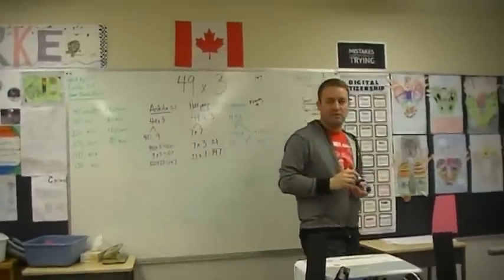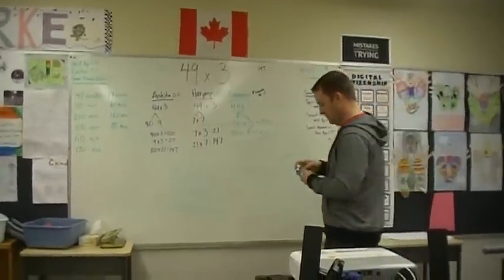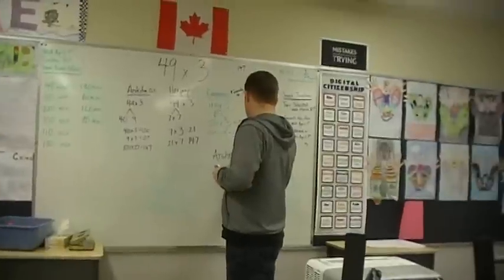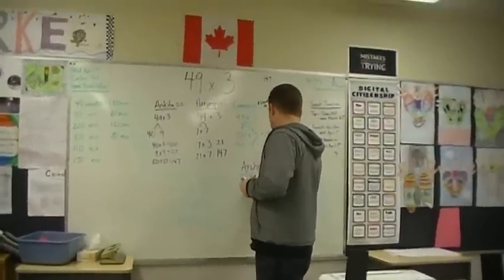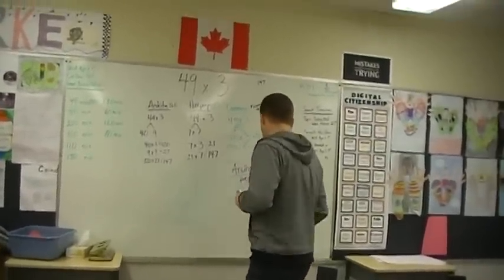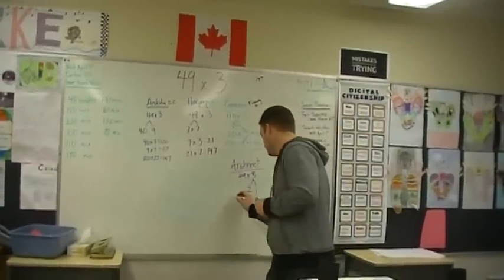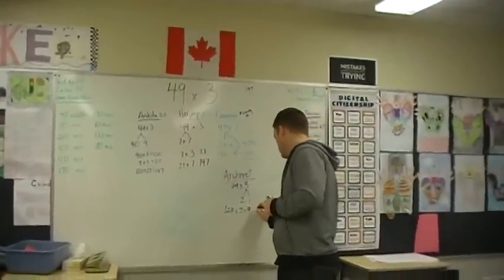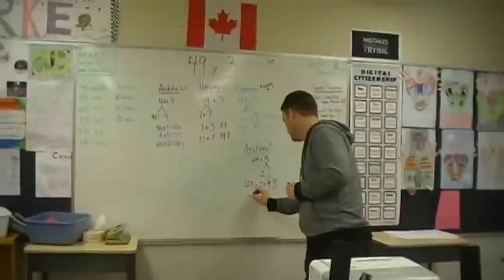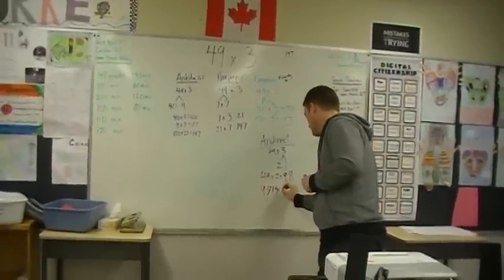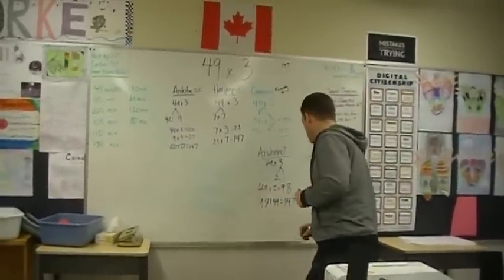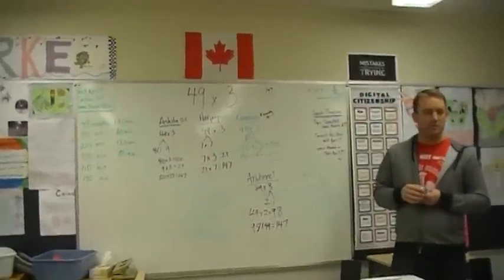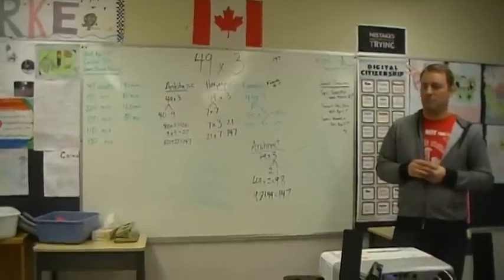Alright. Any other strategies? Arshdeep? I split the 3 into 2 and 1, and then I multiplied 49 by 2, and that gave me 98, and then I added 49 to 98. Like that? Yeah. Good, sounds good. Any other strategies? Amita?